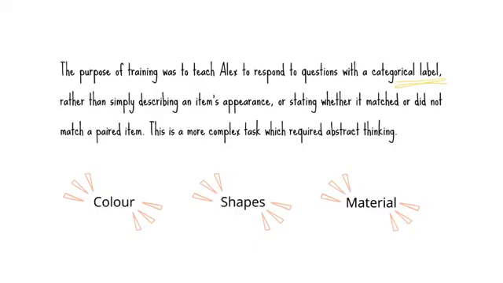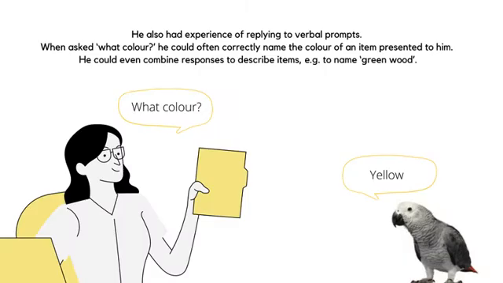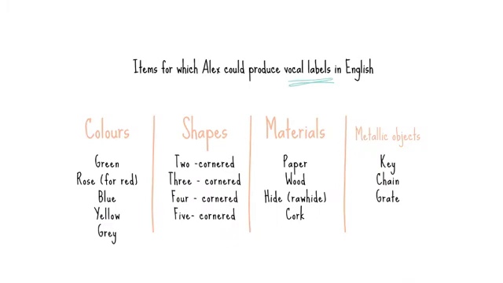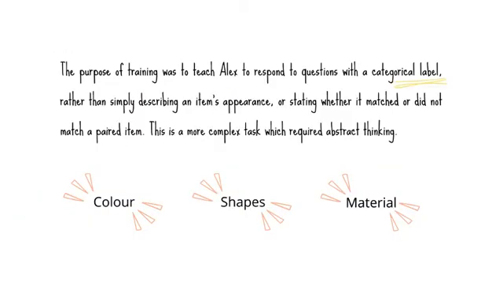So for this study, he will be trained, and the purpose of training here is to teach Alex to respond to questions with a categorical label. So all this while he can already say green, rose, blue, yellow, gray, but in this study we want him to learn the label. So instead of saying green, red, we want him to say color. Instead of saying two-cornered, three-cornered, we want him to say shapes. Instead of saying wood, hide, we want him to say material. But in the study, they teach him to say it as matter rather than material.